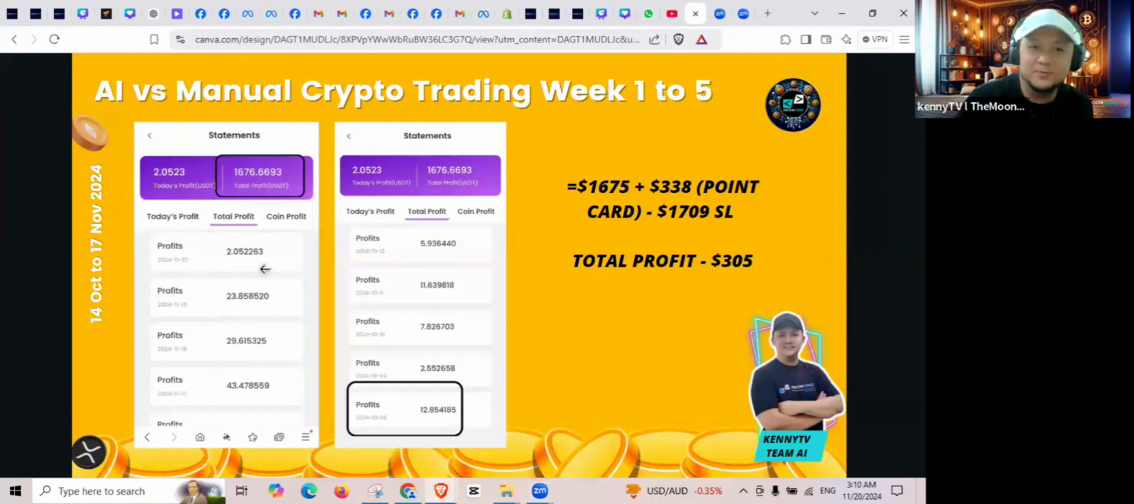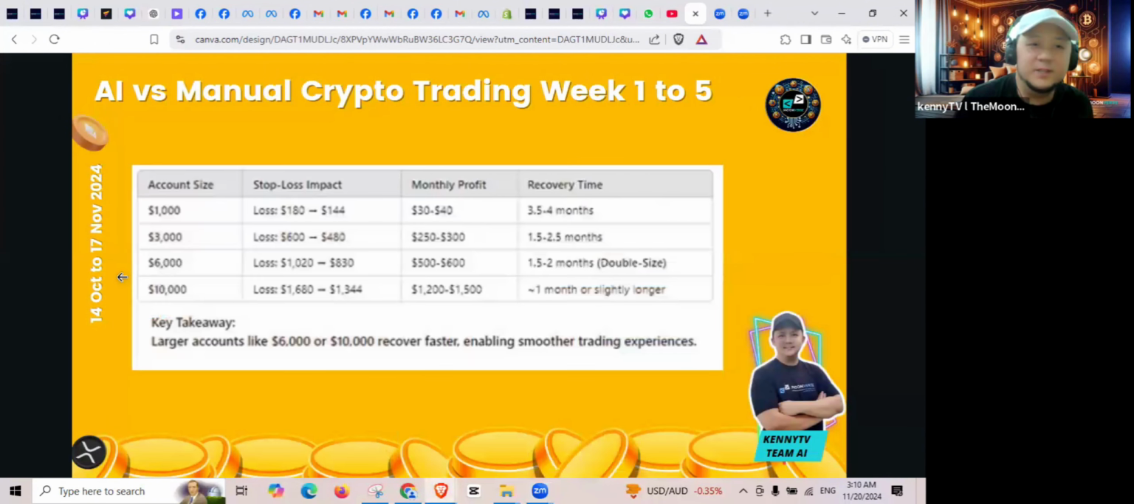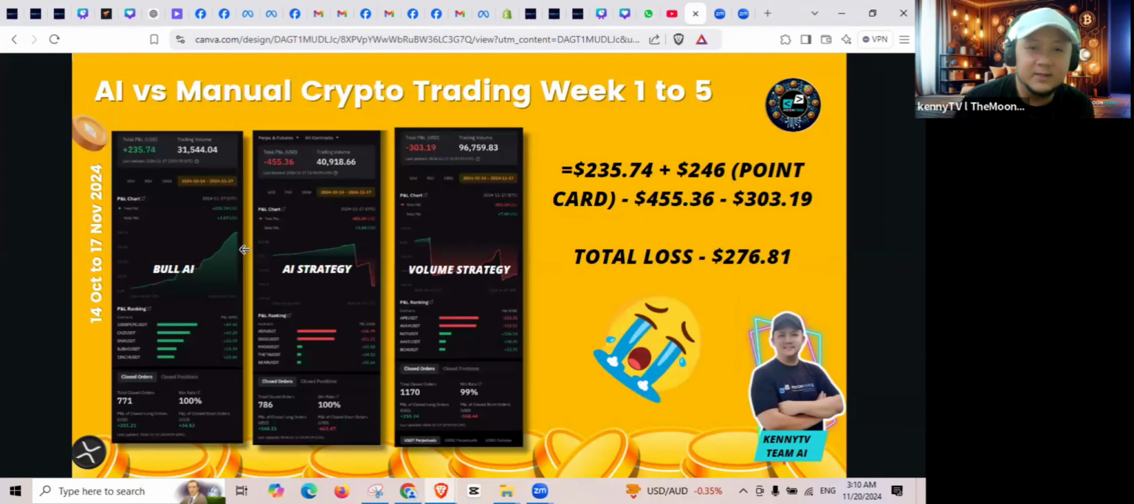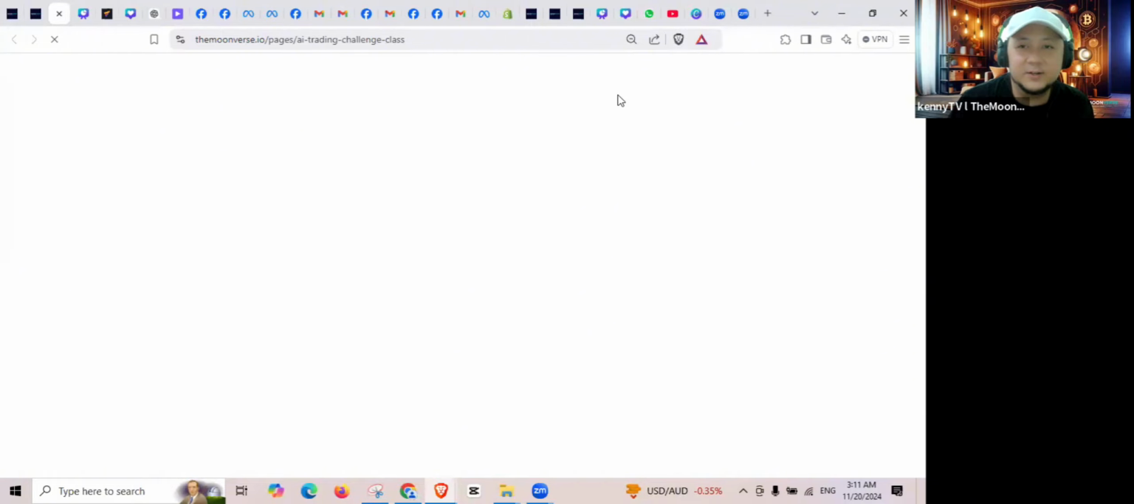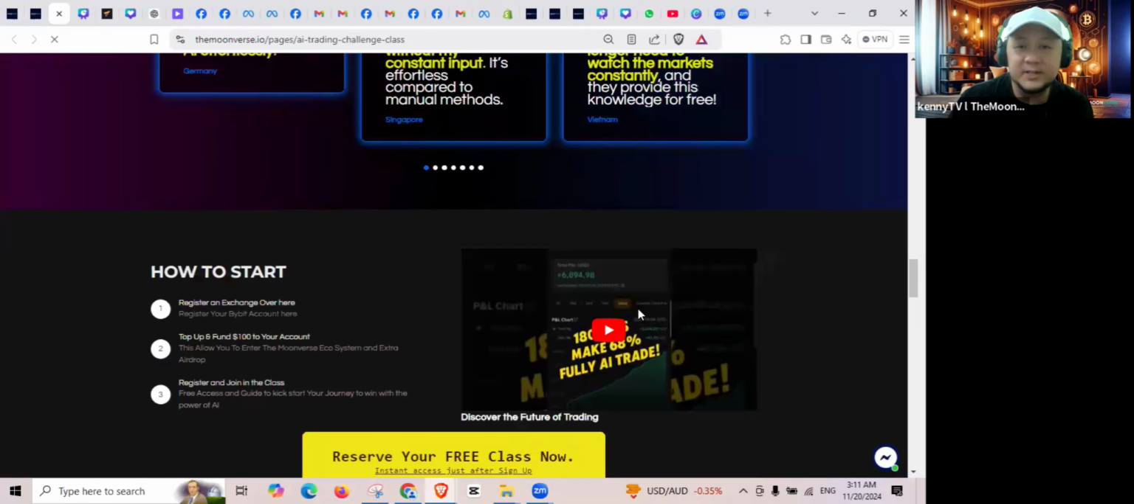You can see how fast we are able to fight back. You don't have to do anything. We will just let it run automatically. For the bull AI and volume strategies, I'll keep updating you every day, because every day we are still making profit. You can sign up over here, join our community and see what we are doing behind the scenes, so that if you have any questions, you can let us know.